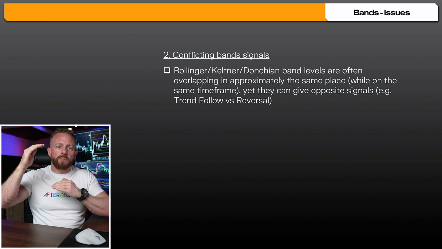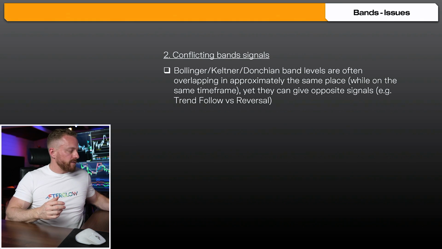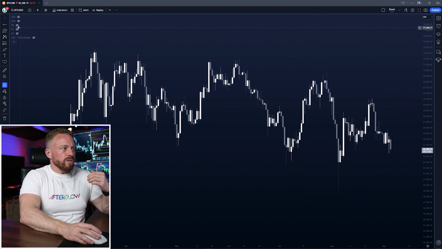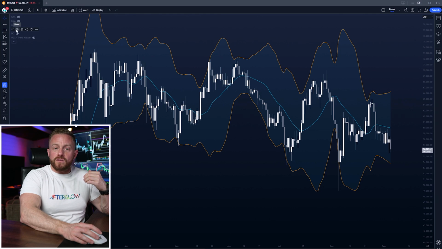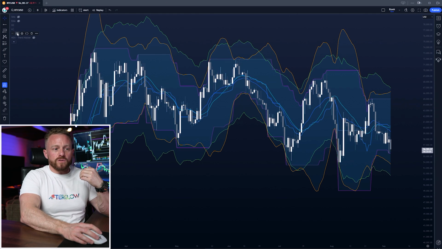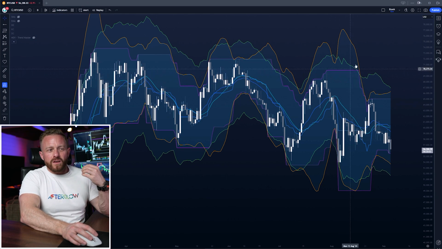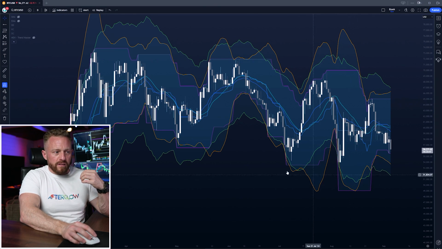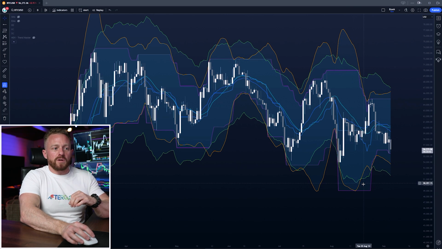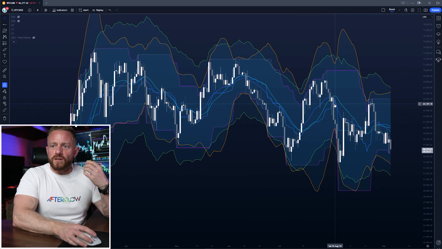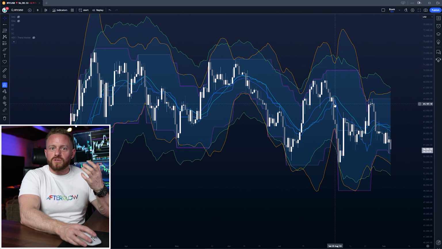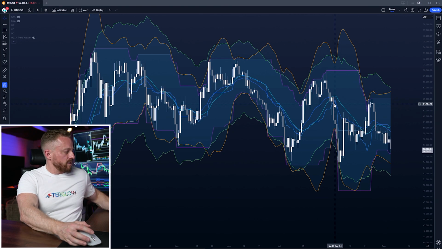The next issue is that these three tools can ultimately give conflicting signals for reversals or continuations, yet the upper and lower bounds are often in a similar place. So if I turn on the Bollinger Bands, the Keltner channels, and the Donchian Bands all at the same time, you can see that roughly the upper band and the lower bands are overlapping, roughly speaking, in a similar place, and so is the midline. Yet we saw earlier the Keltners you may use for reversals and the Donchians you may use for continuation.